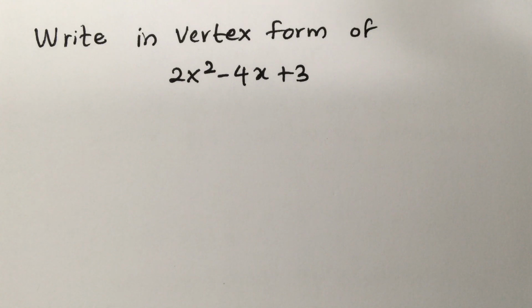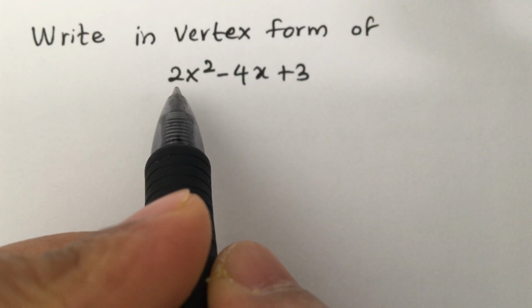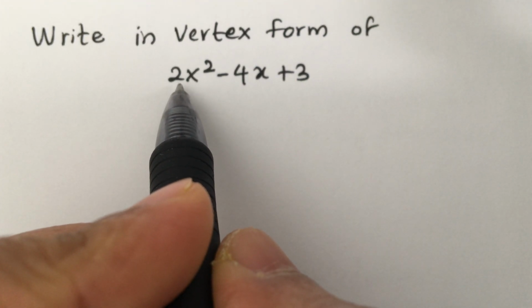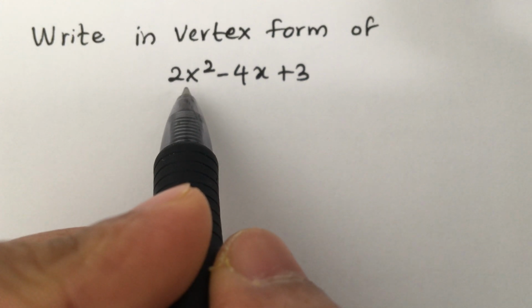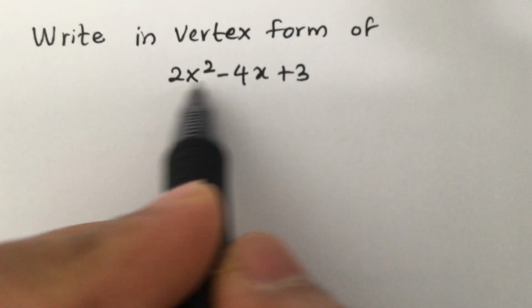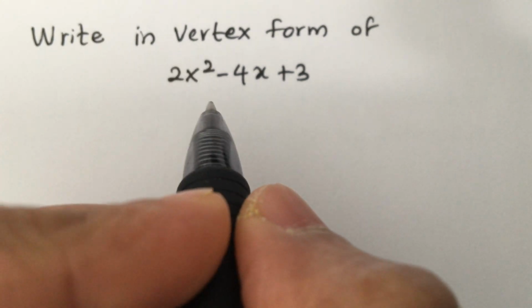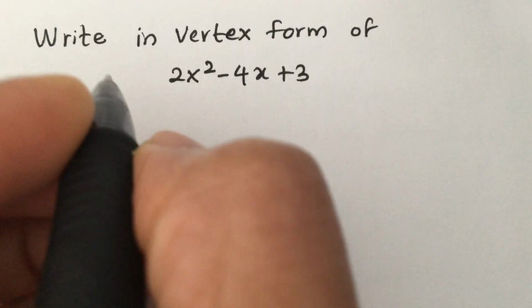So this is another example for the vertex form of a quadratic function. This one is a little bit different from the previous one. Here we have the leading coefficient as 2. In the previous one, the leading coefficient was 1, right? So it is a little bit different now. Let's see how to find the vertex form of this quadratic function.